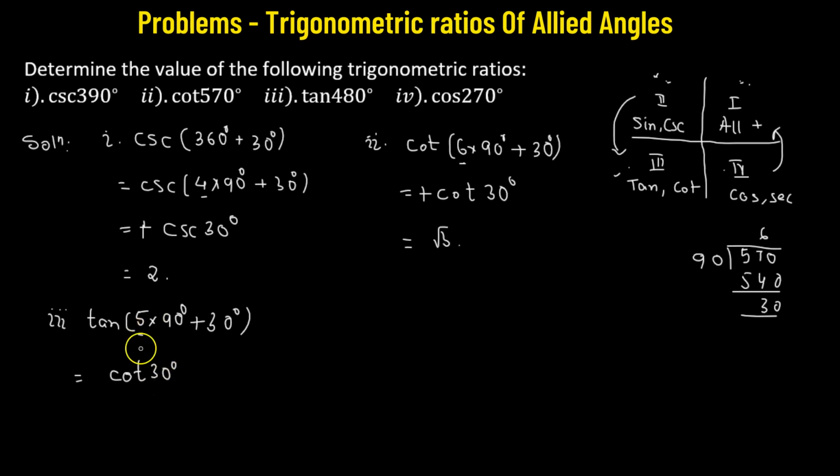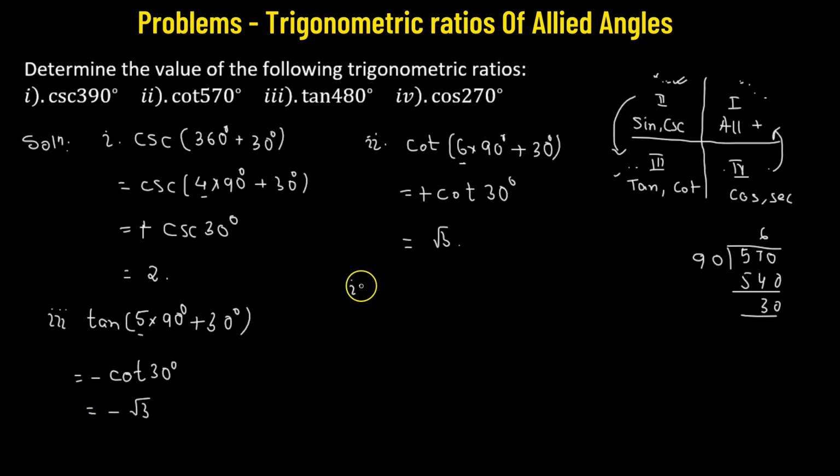Now coming to the sign, so 5 times 90 means we are in the fifth quadrant. So we have 1, 2, 3, 4, 5. Fifth quadrant means we are in the first quadrant, but we are adding 30 degrees to it, which will take us to the second quadrant. In the second quadrant, only sine and cosecant are positive. Everything else is negative. So we have negative cotangent of 30. So this is going to give us a value of negative square root of 3.